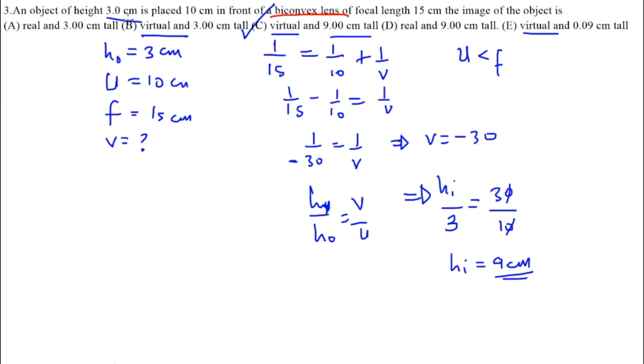And of course u is 10 centimeter and the focal length is 15. So the kind of image that will be produced will be magnified, and it should be formed at the same position where the object is, not on the other side of the lens. So let's consider another example.